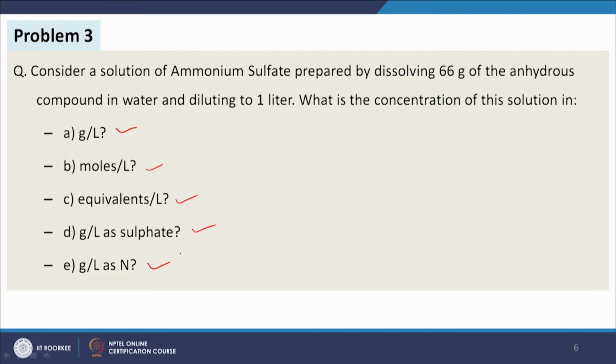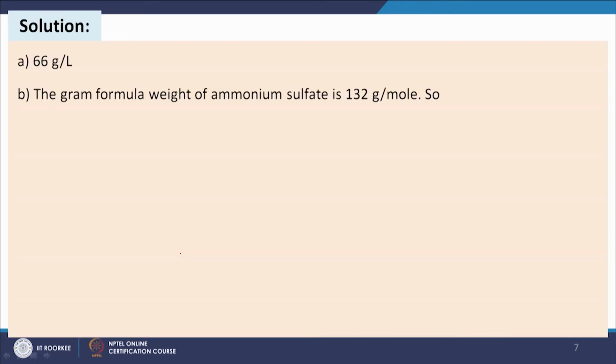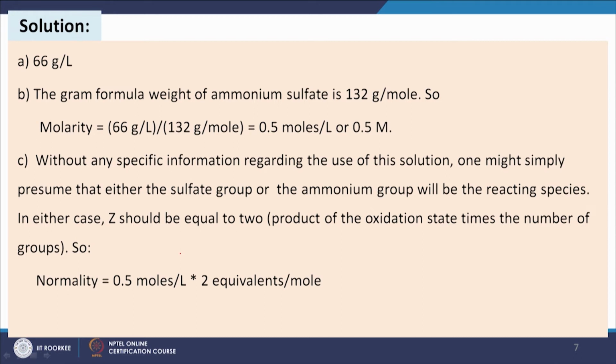Now, let us see. So, what we will see here, we have 66 gram per liter ammonium sulphate, then the gram formula weight of ammonium sulphate is equal to how much? 132 gram per mole, (NH4)2SO4. So, if we take the atomic weight of each atom and then sum it up, it is 132 gram per mole.